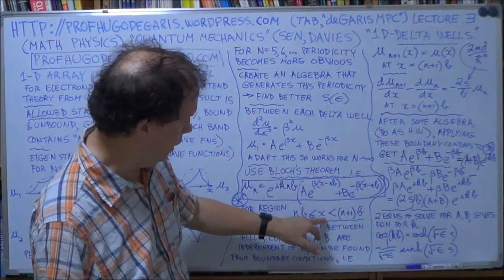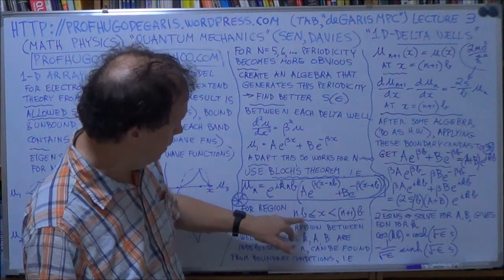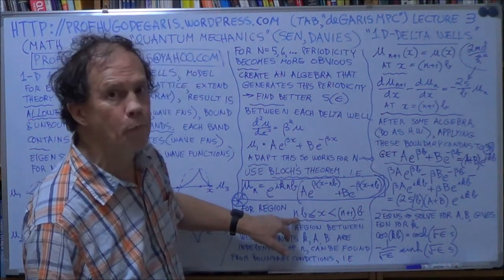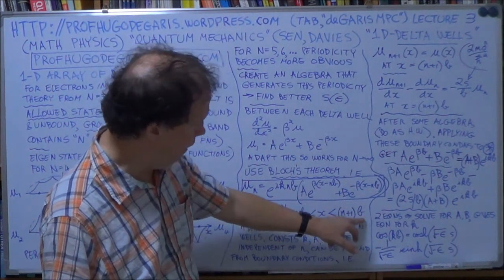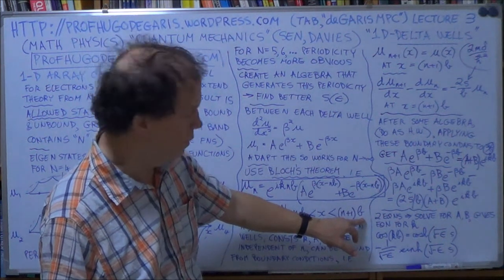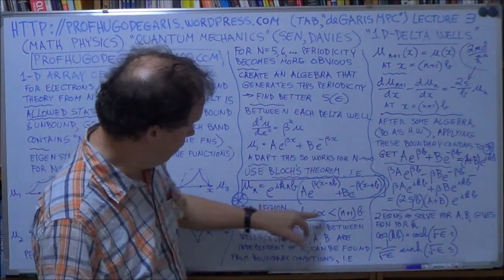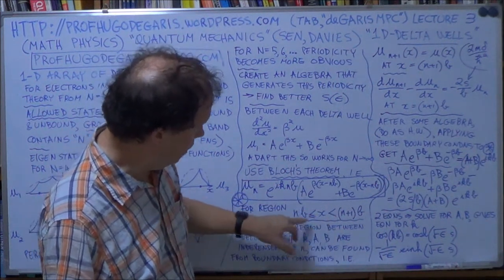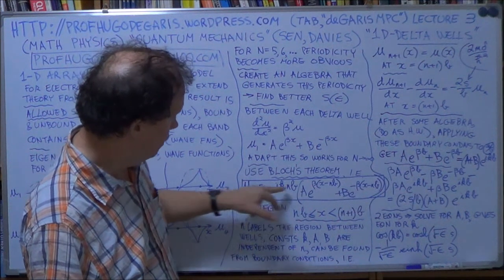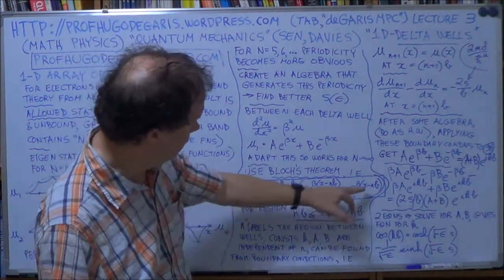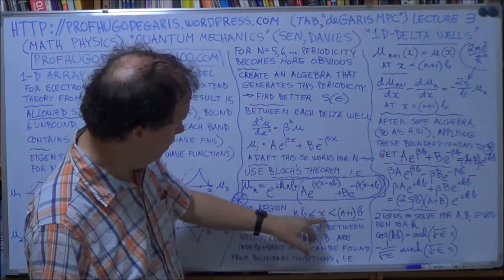in the x dimension. So if x is greater or equal to nb, where n is the number of wells, and less than (n plus 1)b, remember little b is the separation of the delta wells, so with those conditions, so long as x is between here and here, then your wave function is of this form. And you can look at it, it's somewhat similar to here.